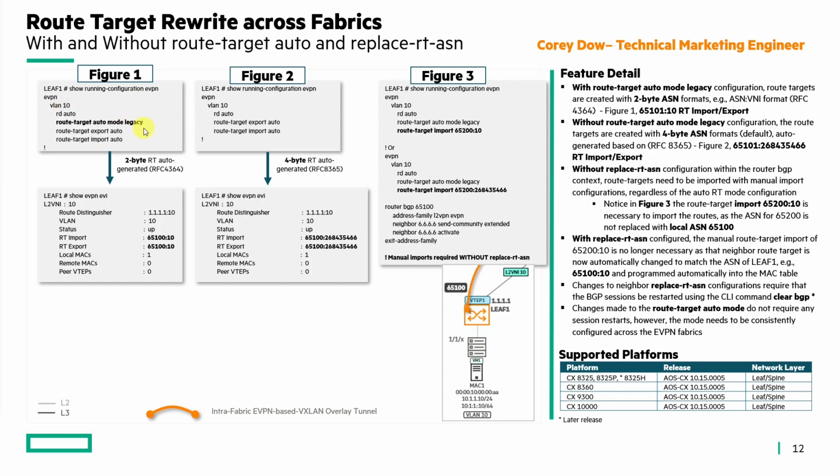And so this auto generates the 2-byte route target format based on RFC 4364, and you can see the representation there as the ASN 65100:10. And then when you don't have the auto mode legacy configured, which is the default, then it generates the 4-byte format. As you can see here, this still has the same ASN number, but there's a 4-byte representation for the suffix.